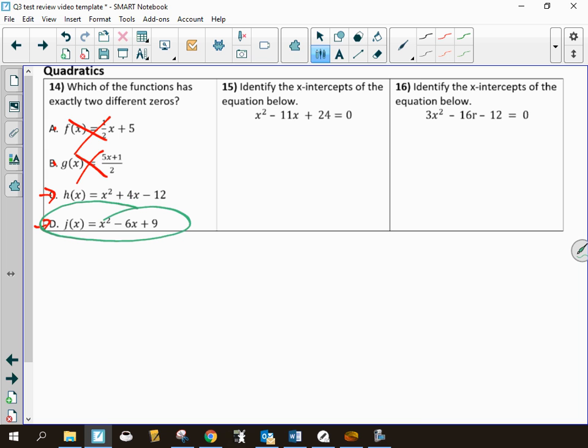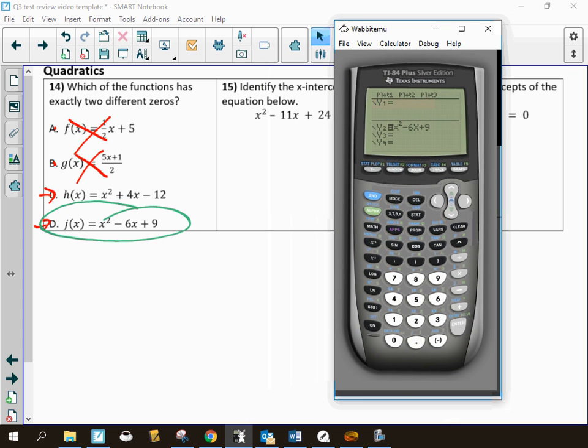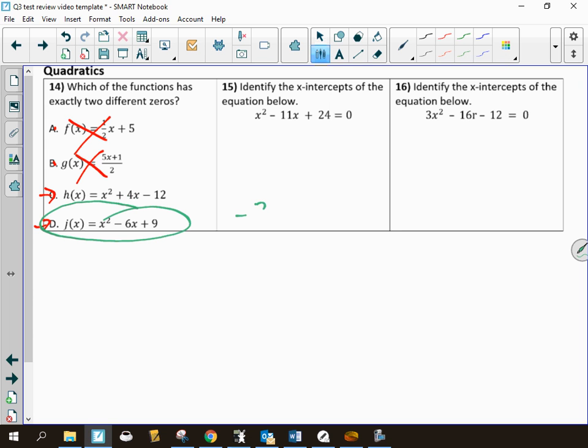All right, identify the x-intercepts of the equation below. There's two different ways to do this. Once again, the easier one for you guys is probably going to be to graph it. So this will be x squared minus 11x plus 24. And if we look at the graph, the zeros are 3 and 8. So we can just say 3 and 8 on my solution, on my zeros.